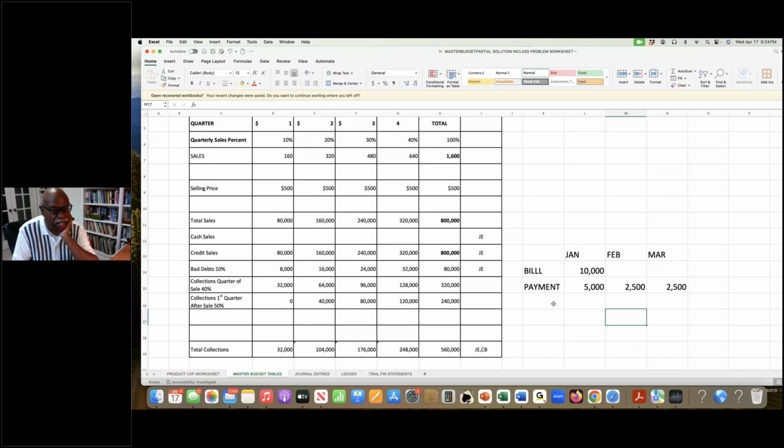So this will only be zero in the first year of your project. And then when you do the total collections, you just add the 40% and the 50% together. But there is no 50% in the first quarter, so how'd you get to 240,000?